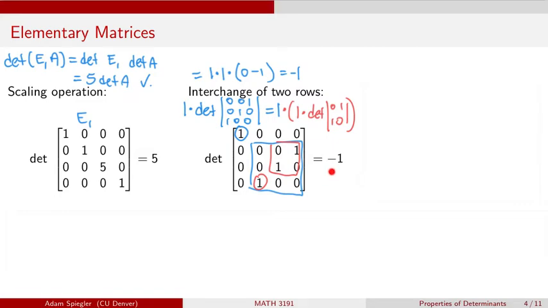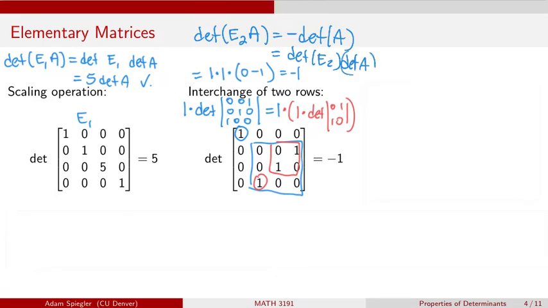And similarly, if I apply this operation to some matrix, I'll call this E2 for an interchange, then what we get is minus the determinant of that matrix. This is equivalent to saying I could take the determinant of matrix E2 and multiply it by the determinant of matrix A. So again, at least for an elementary matrix, the determinant of the product of an elementary matrix times some matrix A is equal to the product of the determinants.